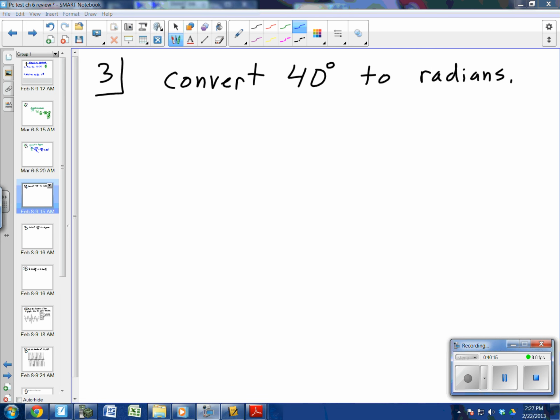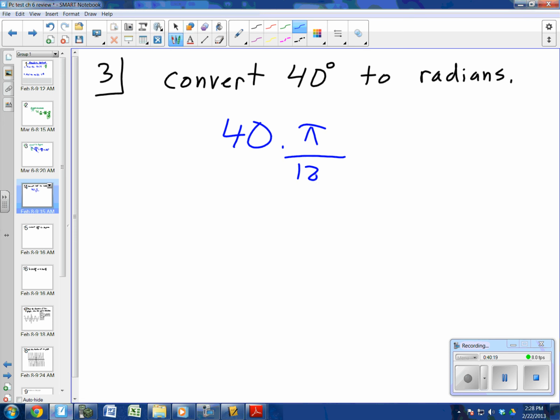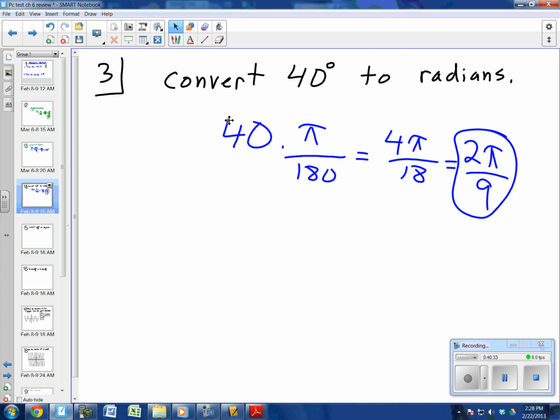Okay, 40 times, right? By the way, since they both end in 0, I know 10 goes in both of them. So 4 pi over 18, those are both even, so I know 2 goes into both of them. 2 pi over 9. Got it? Hi, McKinley. Come here. Okay, next one right there.